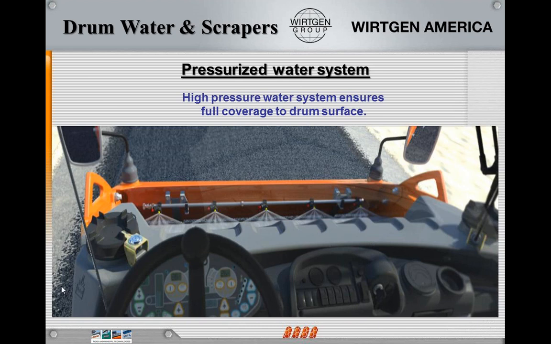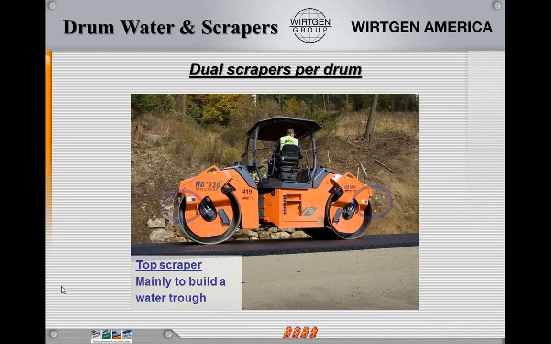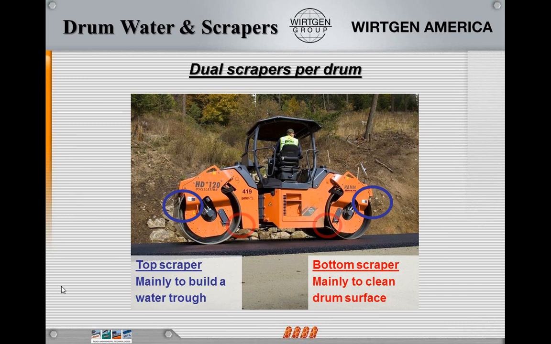Pressurized water system, like I said before, if we do not have a water system for an asphalt roller, we do not have a roller. I don't care if it's brand new or 20 years old. Sprinkler system is key to the success of a roller for asphalt. Now that being said, there's a reason why there's 2 dual scraper systems on rollers as well too.